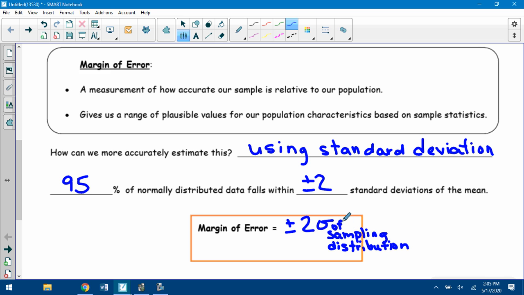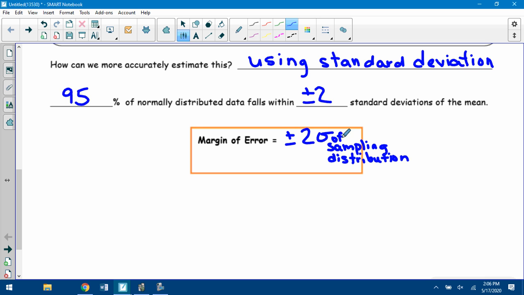Now, I write of sampling distribution because I'm going to refer back to this a lot. That standard deviation, I'm not talking about the standard deviation of a single sample. I'm talking about the standard deviation of the distribution of all the dots. So how spread out all the dots are. And we want to talk about how can we make this as small as possible.